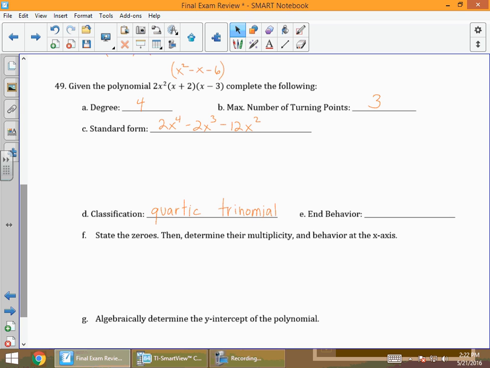The end behavior, I can do a couple of things. I can just type this into my calculator if I want and graph it. But since I see the standard form, I'm actually just looking right here. I'm looking at this term. Since it is degree 4, they point in the same direction because 4 is even. And since the lead term out in front, 2, is positive, that means they're both up. They both point up, so they're up and up.